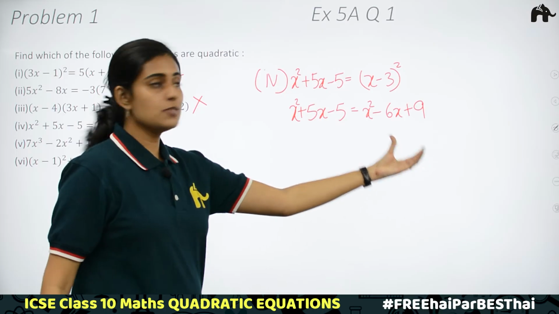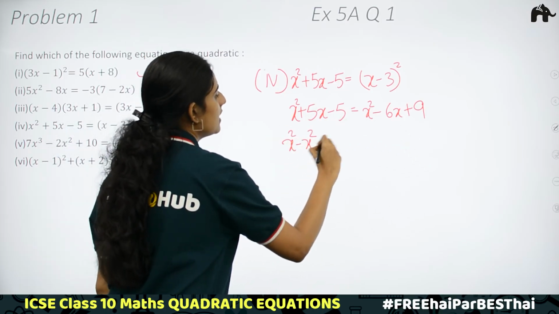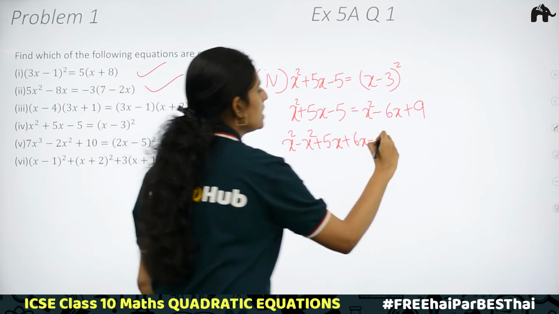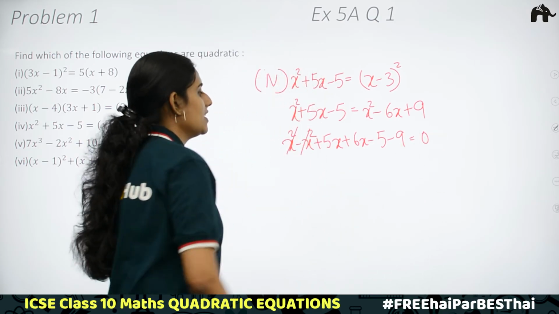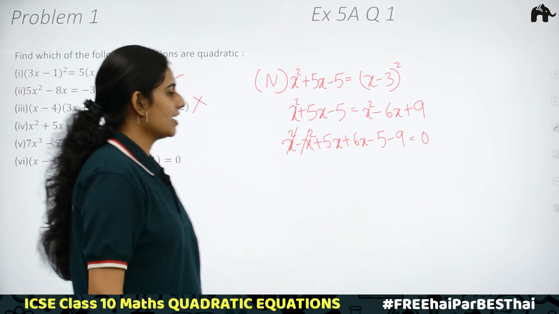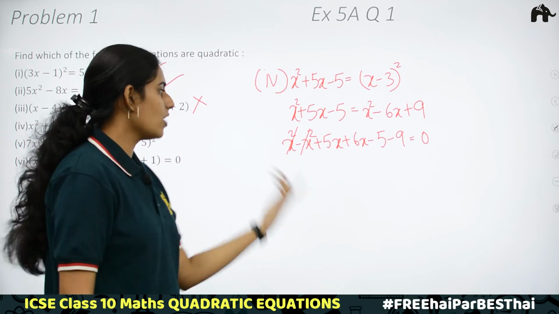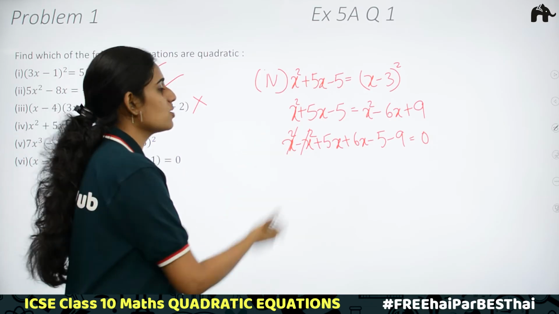Bringing all the terms from RHS to LHS, x square minus x square plus 5x plus 6x minus 5 minus 9 is equal to 0. X square minus x square can be cancelled. From this, you obtain that this is not going to be a quadratic equation because the term containing x square is removed.